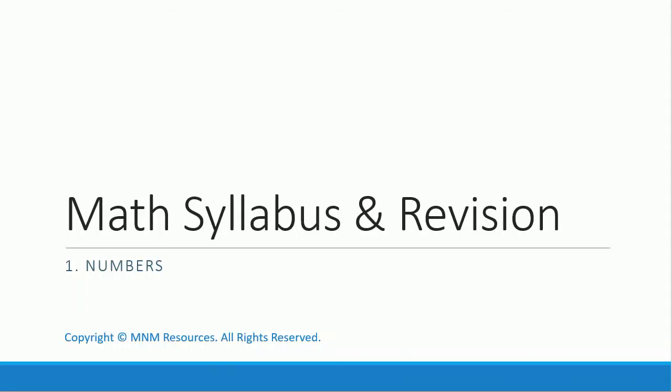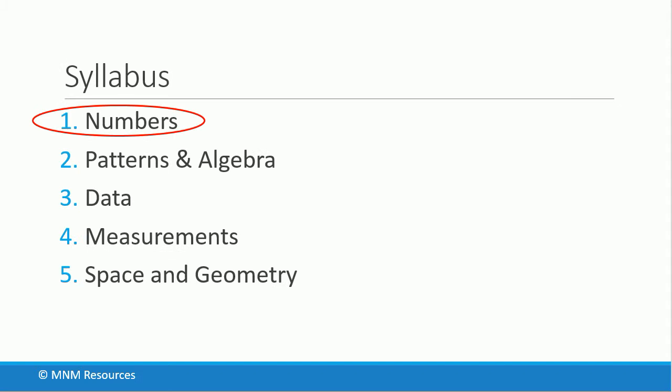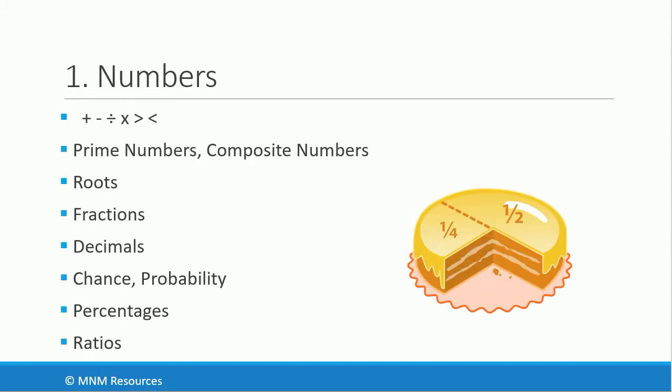In this video, we will be reviewing the key area numbers under the Year 7 Maths syllabus. The main topic covered under this area includes basic operators and symbols such as addition, subtraction, division, multiplication, greater than and less than symbols, prime numbers and composite numbers, roots, fractions, decimals, chance and probability, percentages, and ratios.